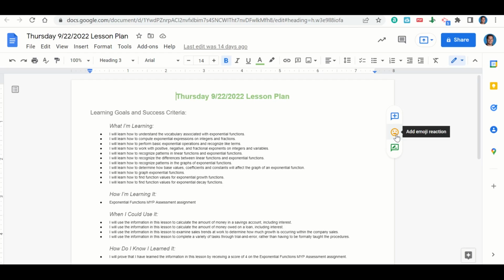Welcome everyone. Let's begin our lesson for today by going over our learning goals and success criteria. First, what are we learning?